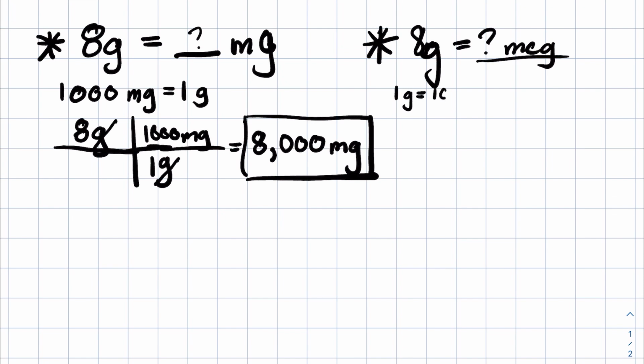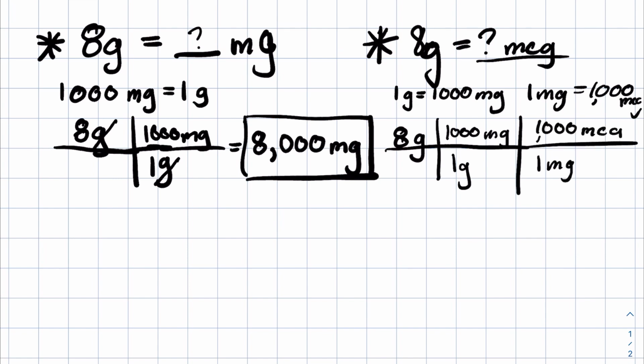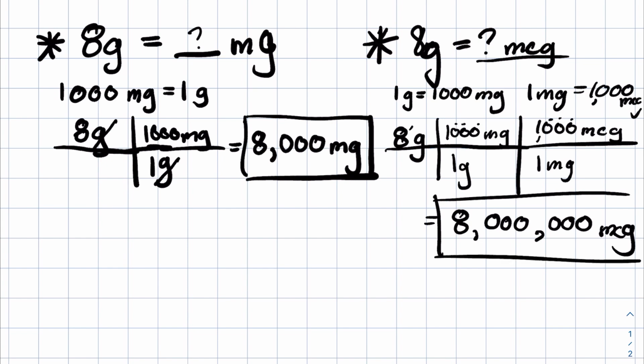Now for the second one, we know 1 gram is 1,000 milligrams, but now we have to know 1 milligram is equal to 1,000 micrograms. But our process will start the same. We start with what we know. We make a conversion. 1 gram is equivalent to 1,000 milligrams, and 1 milligram is equivalent to 1,000 micrograms. So if we were to multiply 8 by 1,000 by 1,000 and cross out the repeating units of measure, we would get 8 million micrograms.